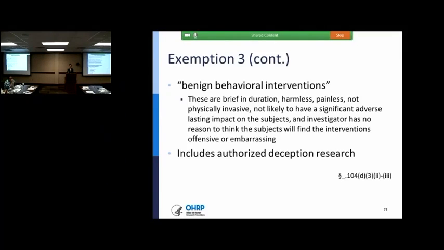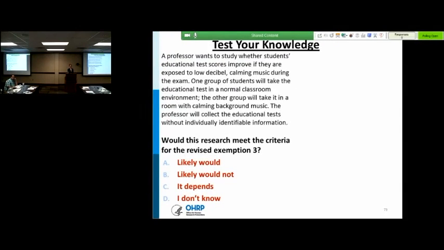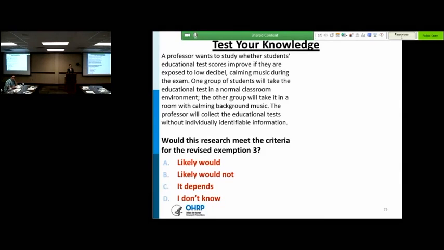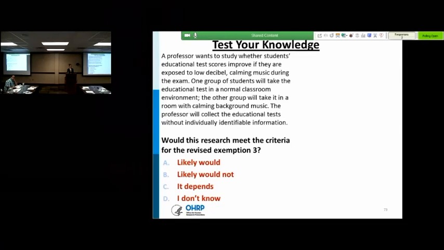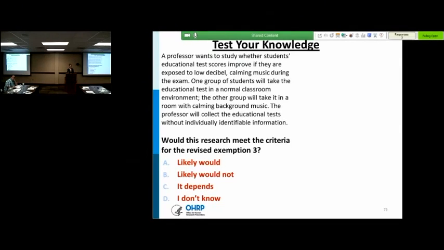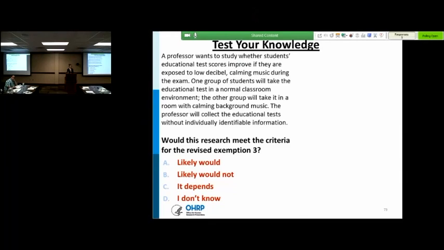Okay. All right, so let's do another clicker question. A professor wants to study whether students' educational test scores, you may recognize this, improve if they are exposed to low decibel calming music during the exam. One group of students takes the educational test with the music, the other group takes it in the regular environment, and then the professor is going to collect the educational tests without individually identifiable information. So I already know that this was a no-go for exemption 2, right? But what about exemption 3? Is it possible that the investigator could apply for an exemption 3 on this study?